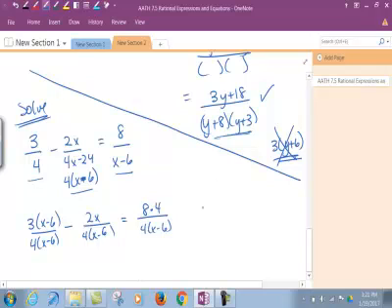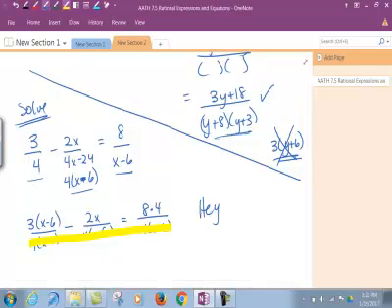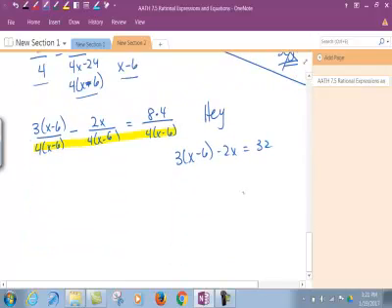So once we get to this, we say, hey, the denominators are all the same, so wouldn't it make sense to just come in and cancel those denominators? And the answer is yes, it is. And so now all we're doing is solving the equation 3x minus 6 minus 2x equals 32. All right? And so when you finish this, you should get x equals 50.